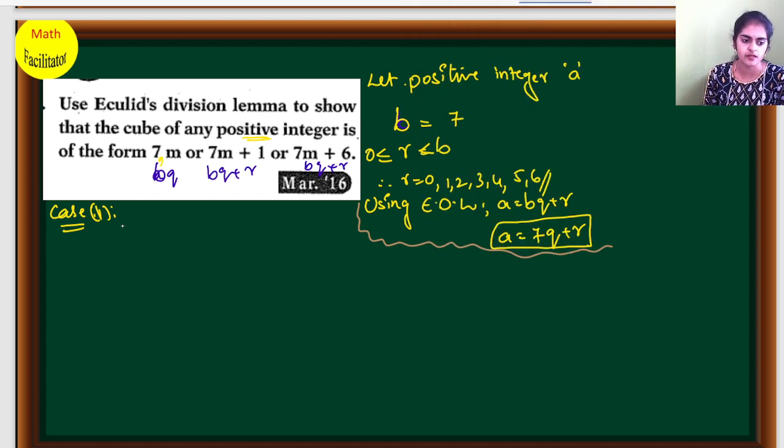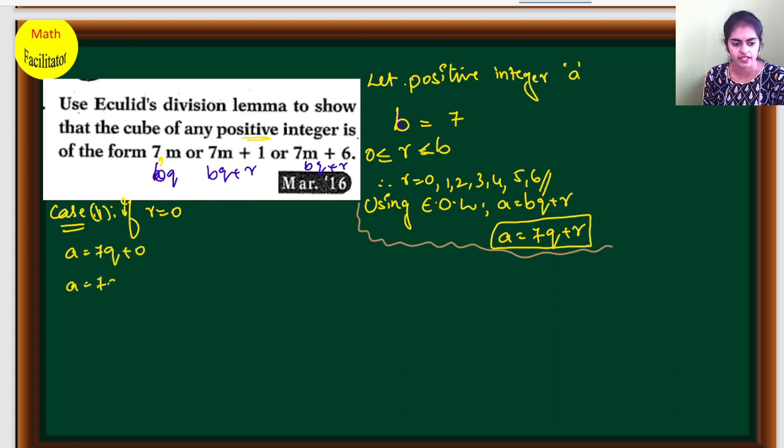Case 1: if I take r as 0, what happens to a equal to 7q plus r? You will have a equal to 7q plus 0, or I can write a equal to 7q. Now they are asking you to find the cube of any positive integer, so you will cube on both the sides. Since they are asking cube, you will cube on both the sides. If they are asking you square, you will square on both the sides.